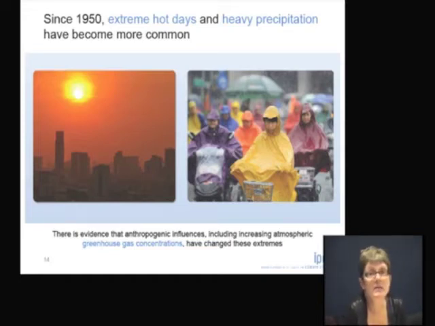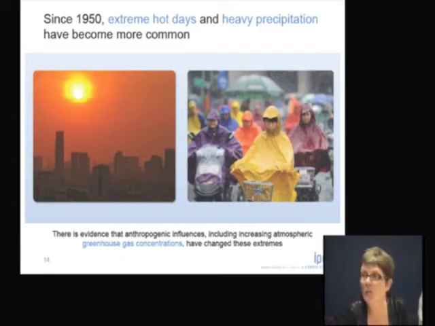So particularly in the case of extreme hot days, we conclude that it's very likely that there's been a global increase in extreme hot days and a decrease in cold days and nights. For other types of events, we're somewhat less confident. So, for example, we consider it likely that there's been increases in heavy rainfall events in more regions of the world than there have been decreases. In other cases, we have low confidence and can't say anything even about the direction of change. And tropical cyclones is a good example of that.